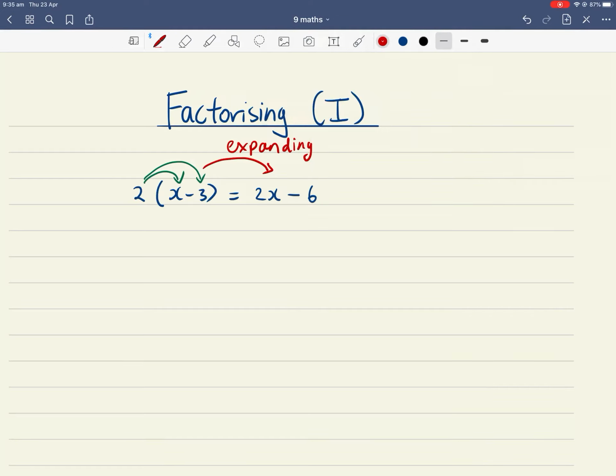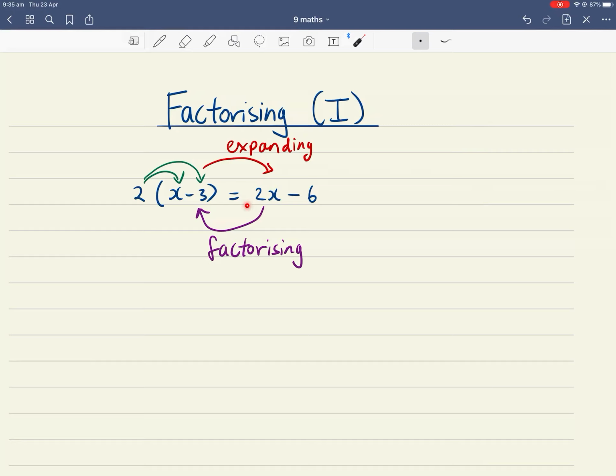So today's topic and the next few lessons is called factorising, which is the reverse process. So going from 2x minus 6 to 2 brackets x minus 3. So factorising. Let me spell that correctly. Factorising.